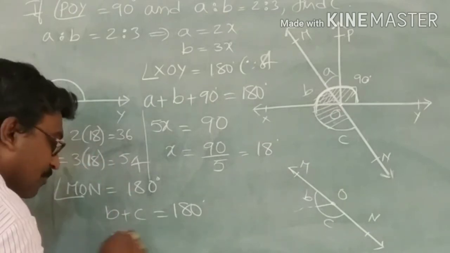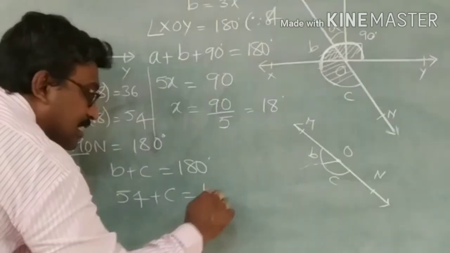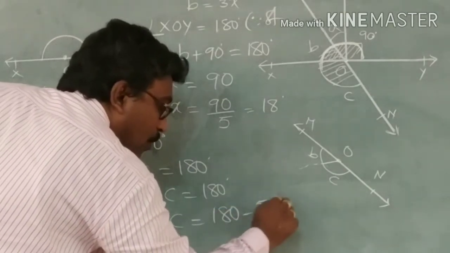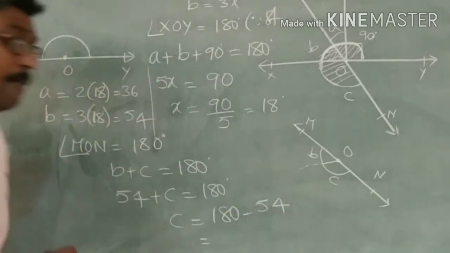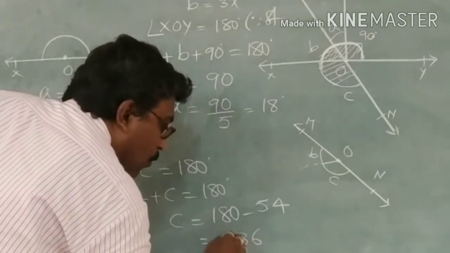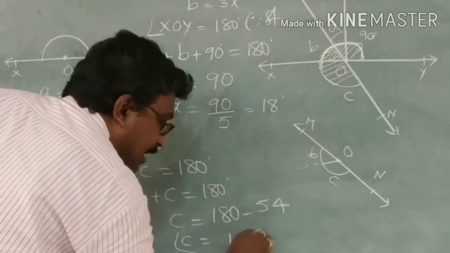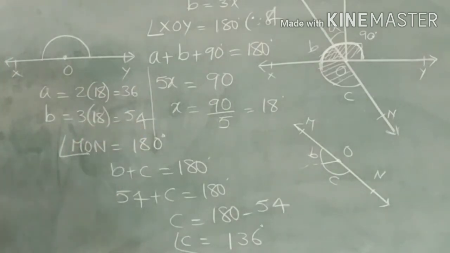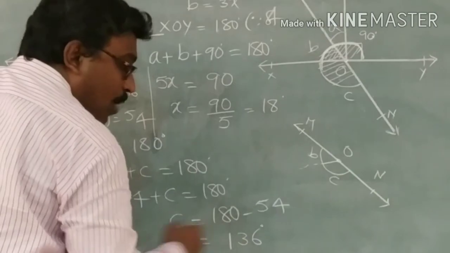B is how much? 54. Plus C is equal to 180 degrees. C is equal to 180 minus 54. Okay, it is 126 degrees. Angle C is equal to 126. So A value is 36, B value is 54, C value is 126.